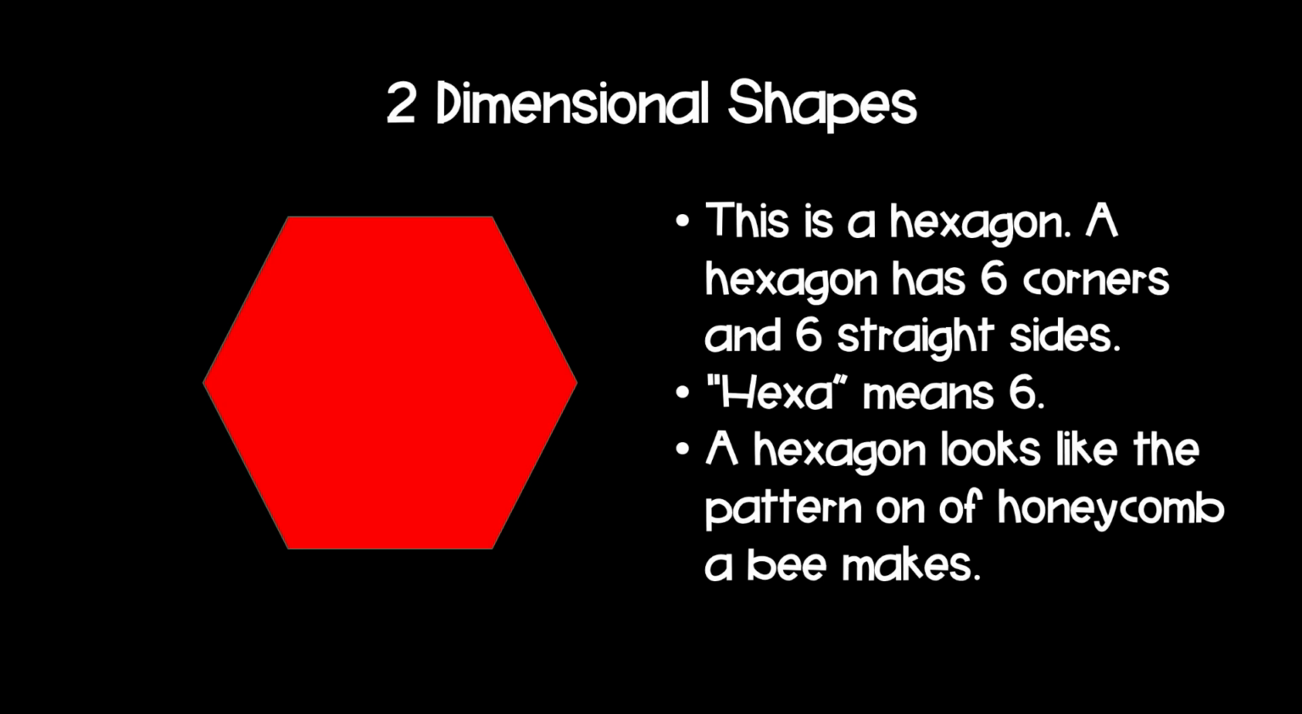This, my friends, is a hexagon. A hexagon has 6 corners and 6 straight sides. Hexa means 6. A hexagon looks like the pattern on a honeycomb a bee makes.